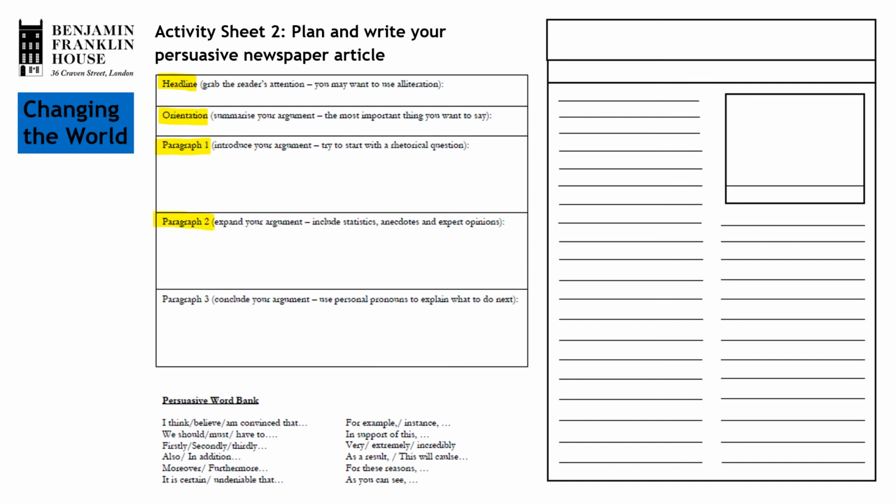In paragraph 2, you'll expand your argument, so this is where you might want to include statistics, anecdotes, and expert opinions. And in paragraph 3, you'll need to conclude your argument, so this might be the place you'll use personal pronouns to explain what to do next. Remember, you can use the persuasive word bank at the bottom to help you with your plan.